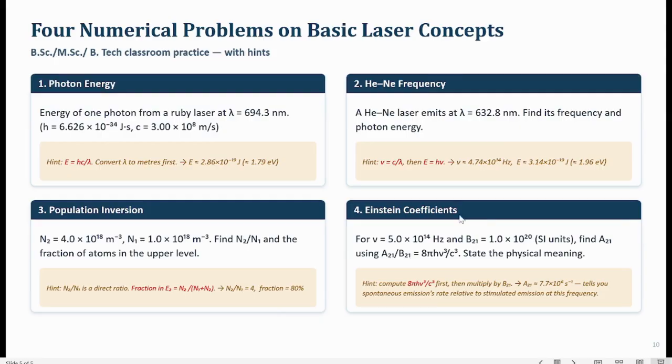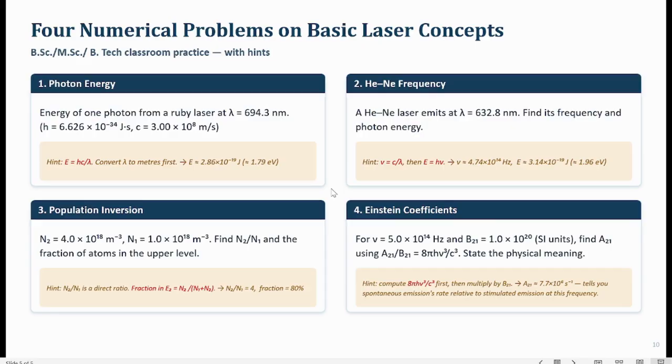And finally, the fourth problem is related to Einstein's coefficients. Frequency is given, the B21 coefficient is given, and you are asked to calculate the coefficient A21. So by using this relation, you can easily calculate the Einstein's coefficient A21.